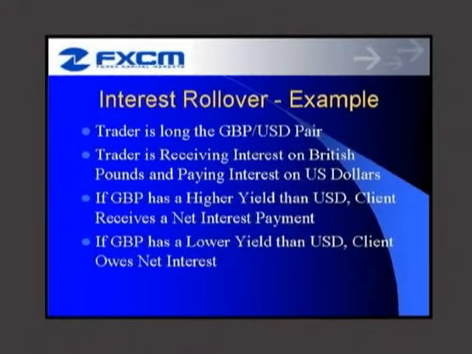Now, let's take a look at an example of how this might work. Let's assume that a trader is long the Great Britain pound US dollar currency pair. This trader is receiving interest on British pounds and paying interest in US dollars. If the pound has a higher yield than the US dollar, the client will receive a net interest payment. And certainly, there are trading strategies that are based specifically on this concept, interest rate arbitrage. On the other hand, if the pound were to have a lower yield than the US dollar, the client would owe net interest. So interest rollover is very important because it does come into play in certain strategies.